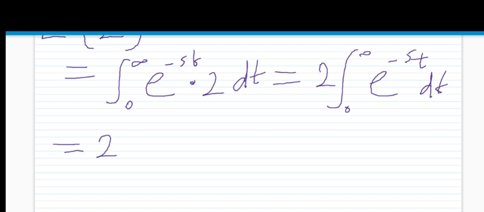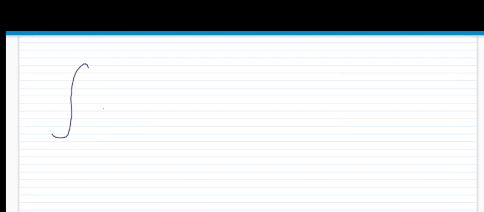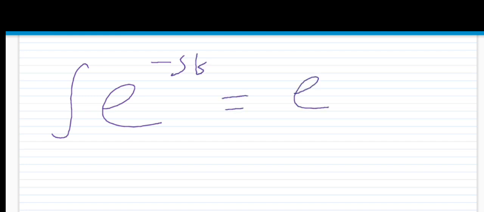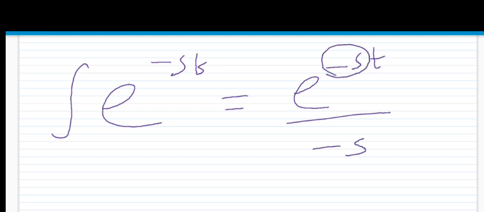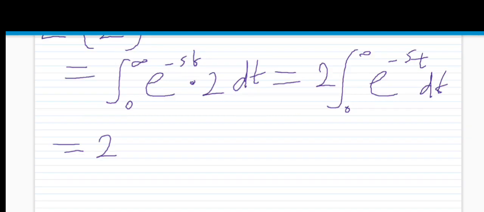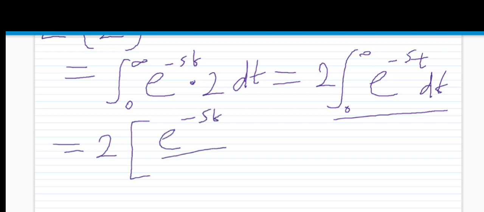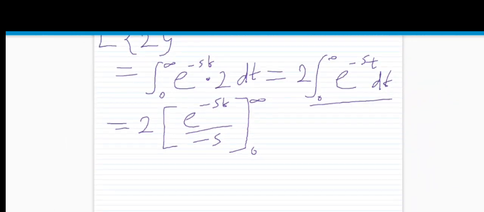Now the integral of e raised power minus st, let's do that on a separate page. The integral of e raised power minus st is e raised power minus st divided by minus s. We simply divide it by this. Therefore, we open our brackets, e raised power minus st over minus s. Now, the t is no more there because we've integrated. What we now have left is from 0 to infinity.